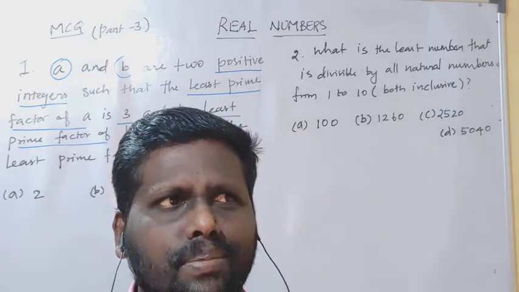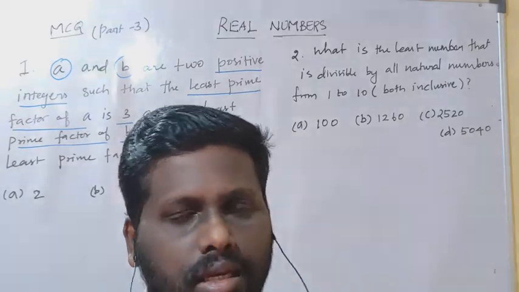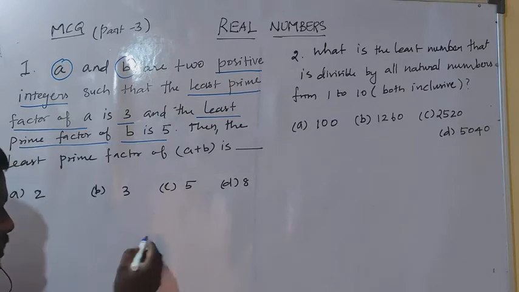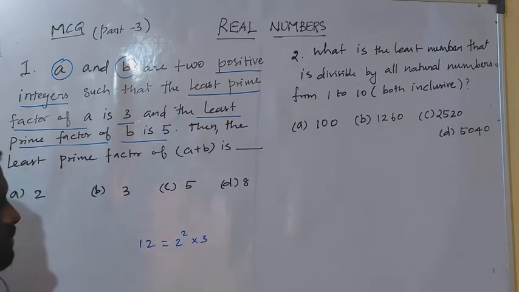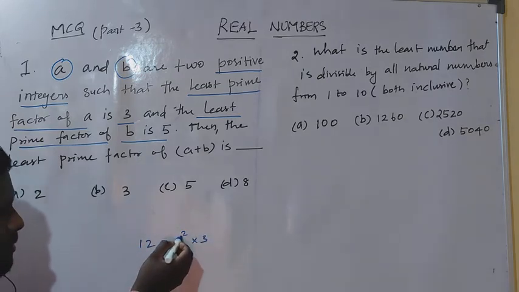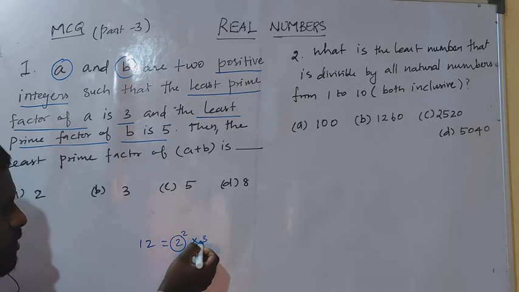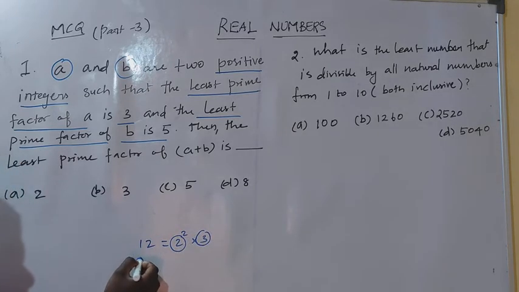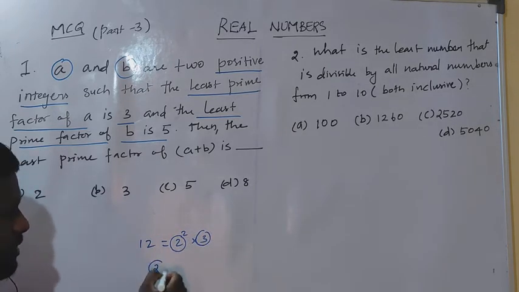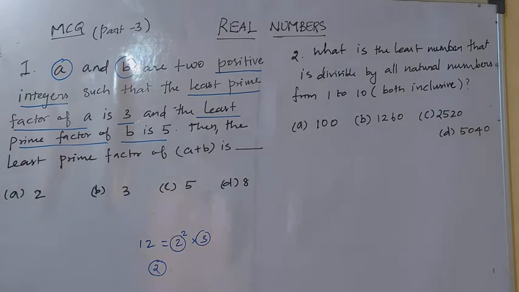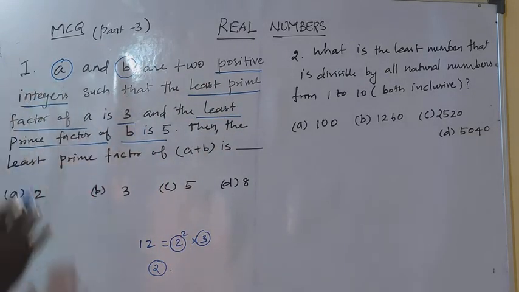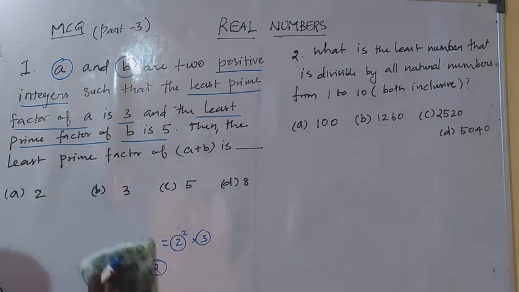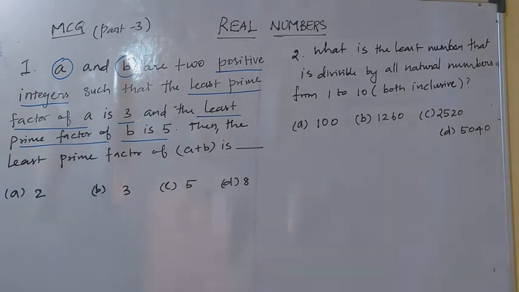For example, let me take 12. Here you will understand very clearly. The 12 you can write as 2 power 2 into 3, because 4 3s are 12, right? So 12 has prime factors: 2 is a prime factor of 12 and 3 is also a prime factor of 12. So which is the least? Now 2 is the least prime factor of 12. In that order only the question is asked: least prime factor of a is 3. So we have to understand least prime factor of a is 3, right?